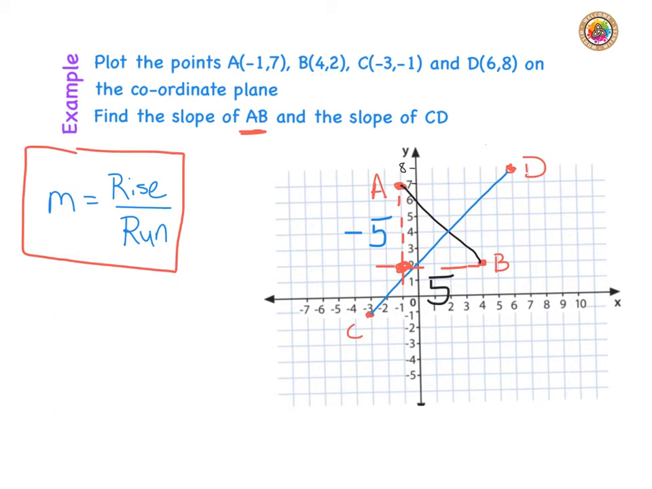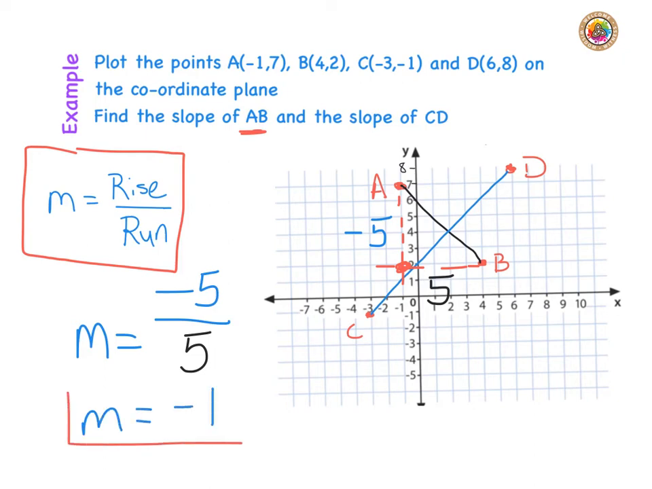And so then I fill into my formula. So I have m is equal to, well, I had a negative rise, so that was -5, and my run was 5. So in this case, my slope is going to be m is equal to -1. And that's it, very simply done. Now we'll find the slope of CD.